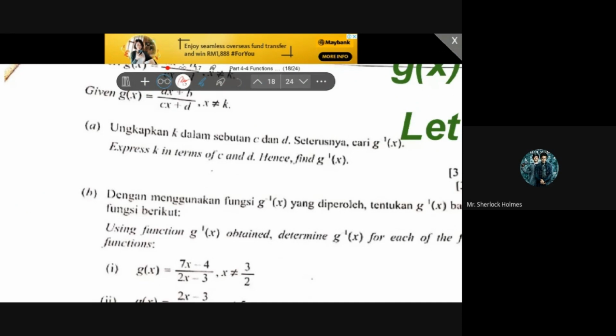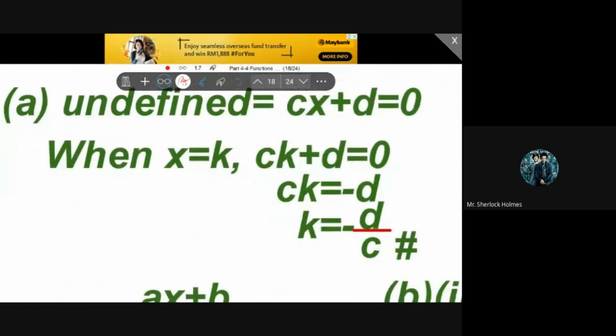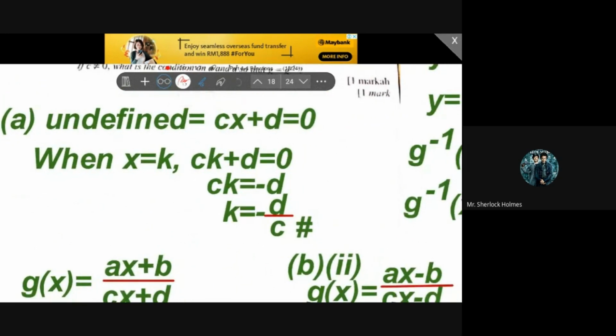So anyone who cannot keep up, don't worry. I'll explain to you also. So undefined. So look at here. So undefined, the idea you must get is Cx plus D equals to 0. You must assume that Cx plus D equals to 0. So this way, this function, fungsi ini akan jadi tidak tertakwif if this condition happen.